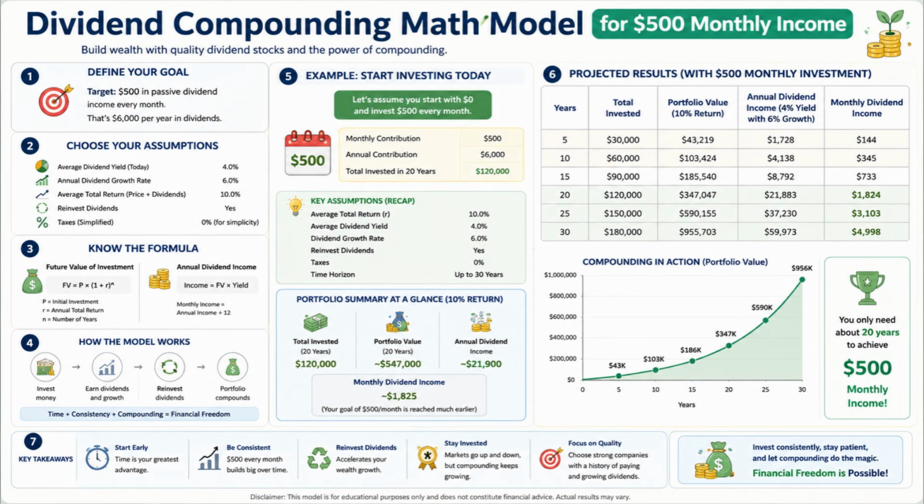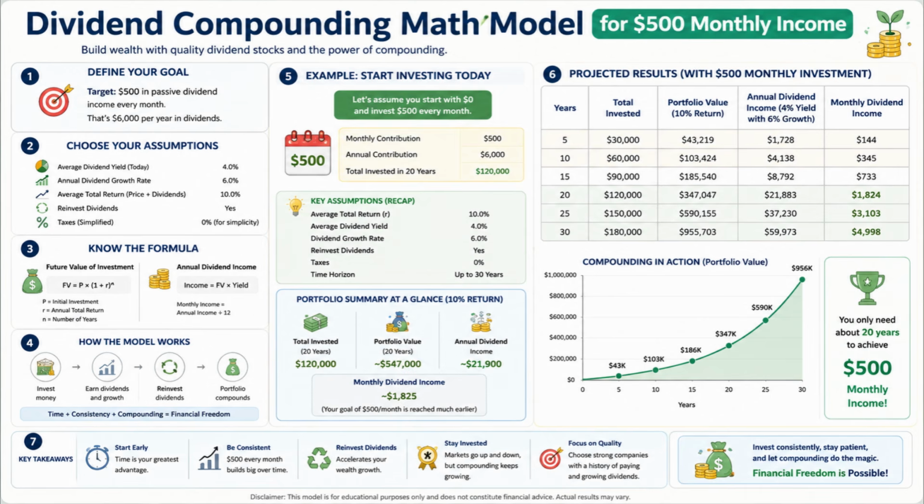$43,219. At a 4% dividend yield, this could provide around $1,728 in annual dividend income, or approximately $144 per month. Then, after 10 years, total contributions may reach $60,000, while the projected portfolio could be approximately $103,424. The estimated annual dividend income would be around $4,138, providing approximately $345 per month.